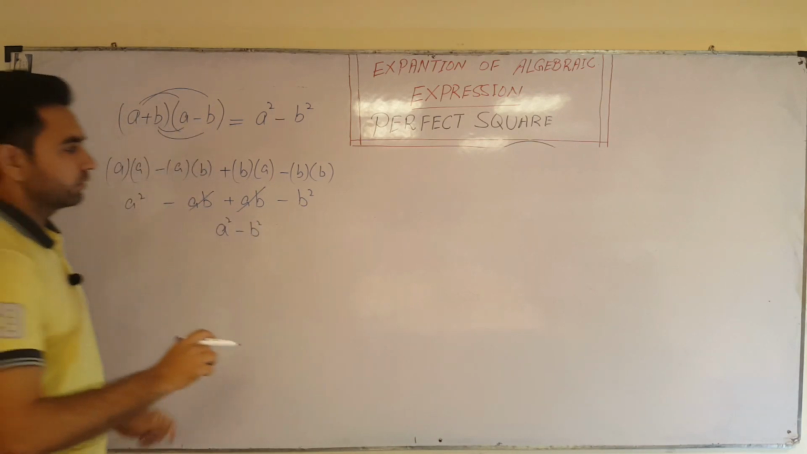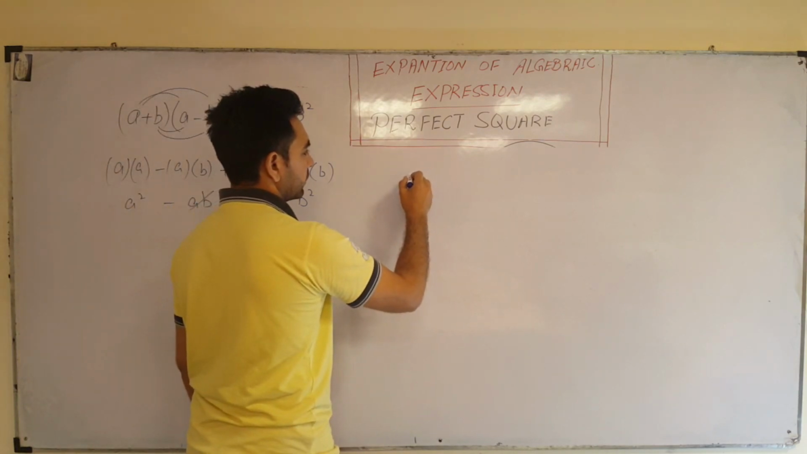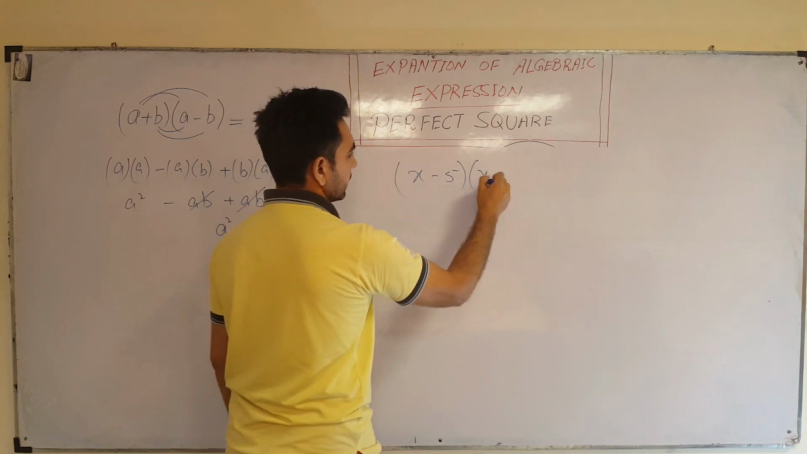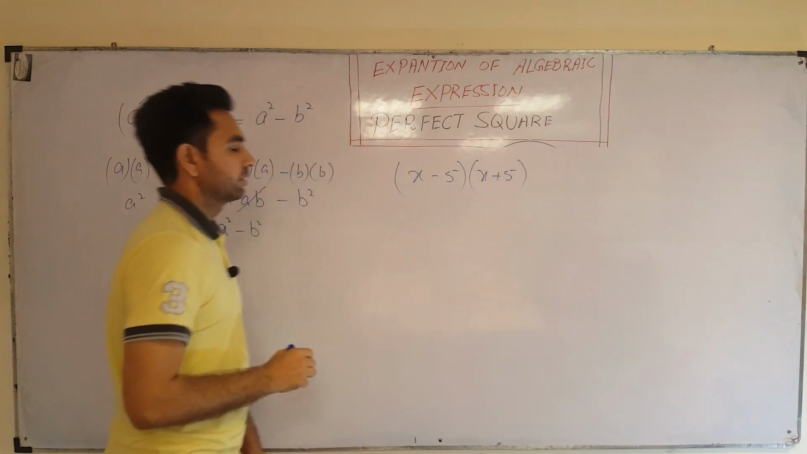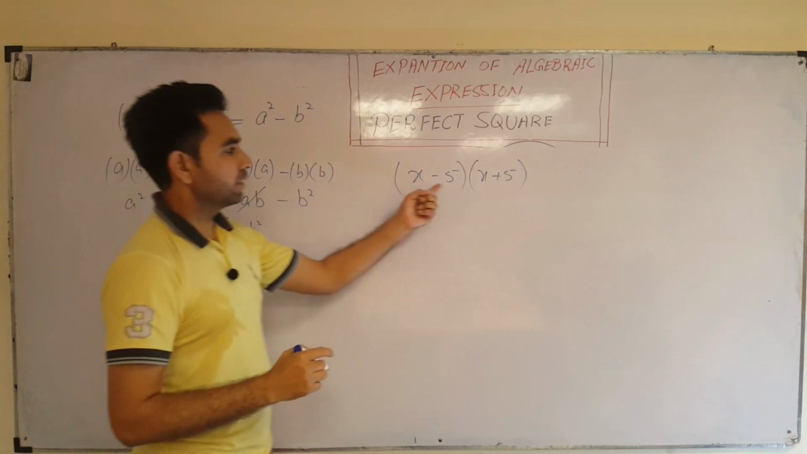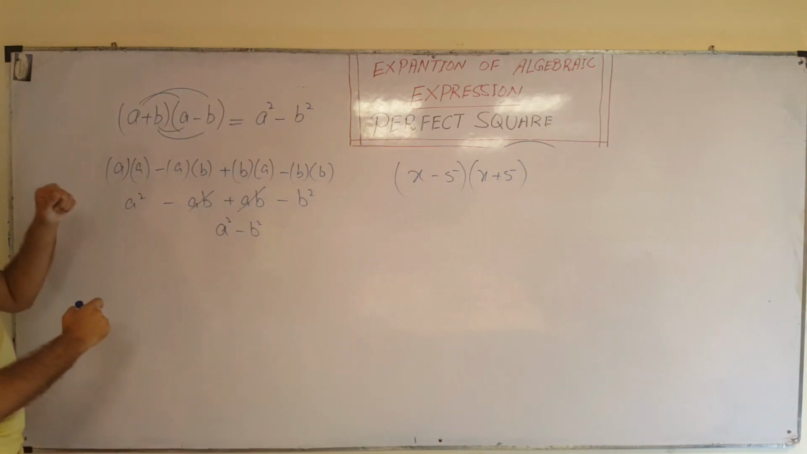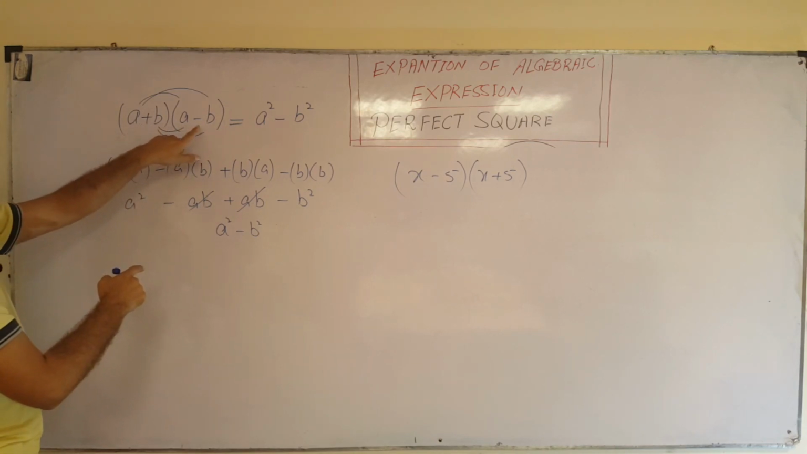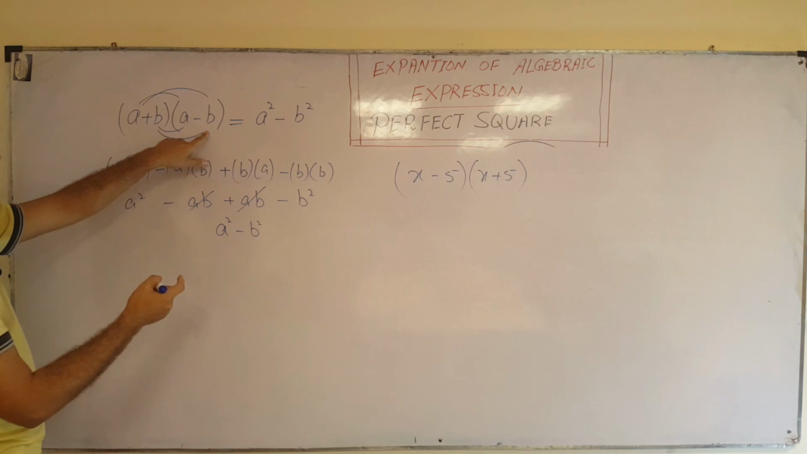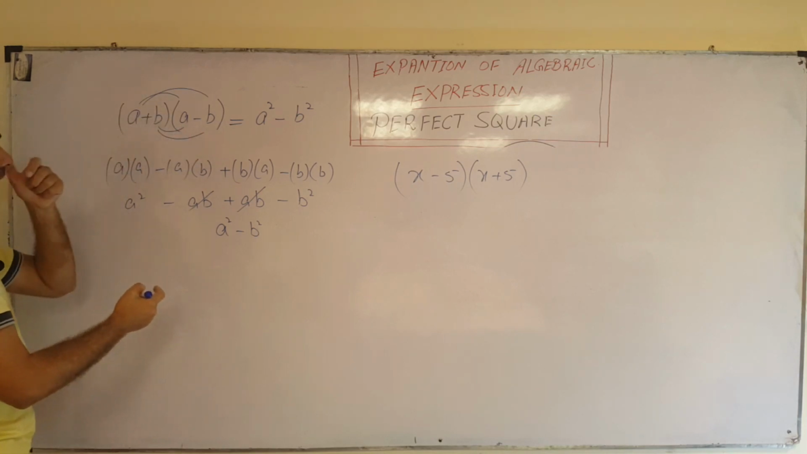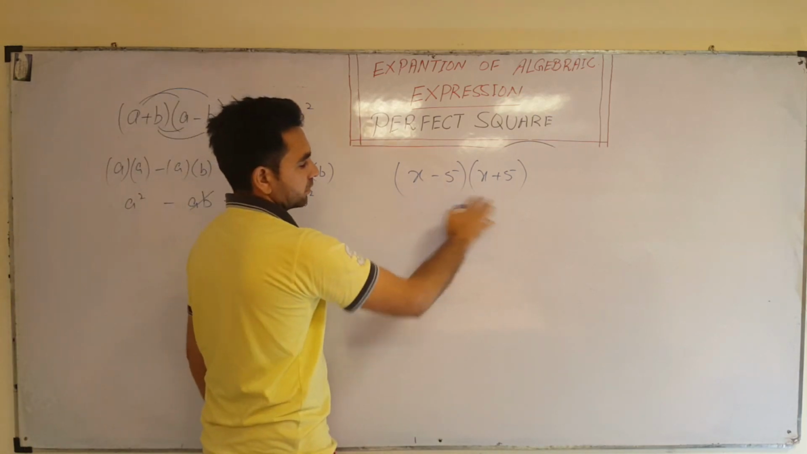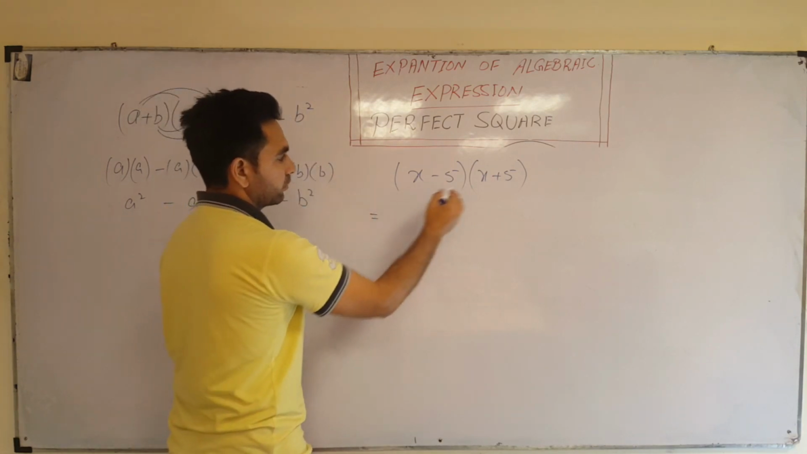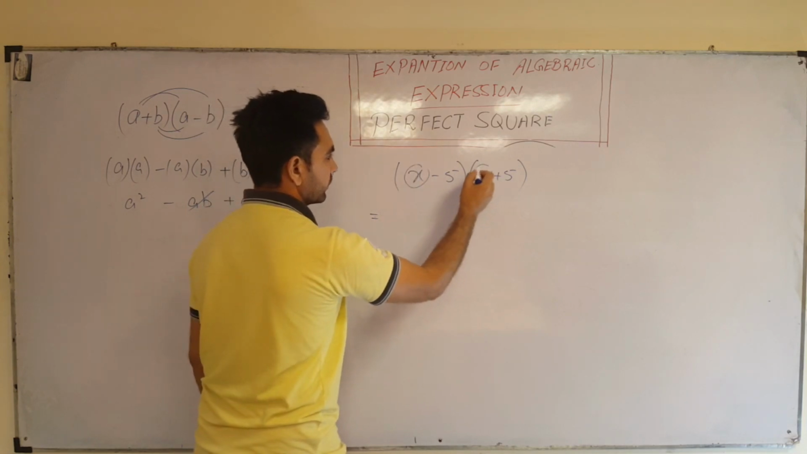So whatever number you are given, you would be able to solve it. So if you have x minus 5 into x plus 5, now you can see that this is a minus b, a plus b. Okay, the order doesn't matter. You can write down a plus b first and a minus b the second, or you can write down a minus b first and a plus b second. So you can see here the order is reversed. It doesn't matter.